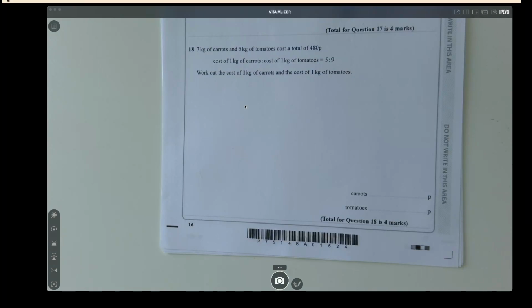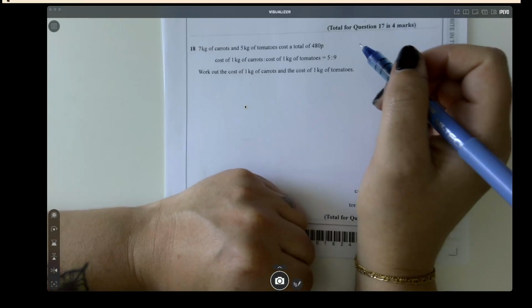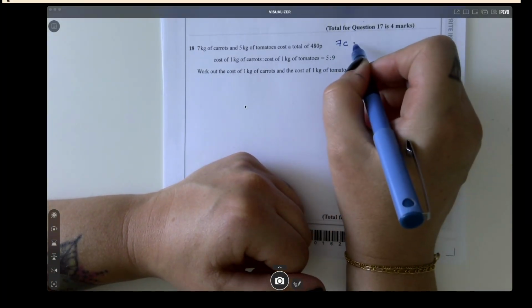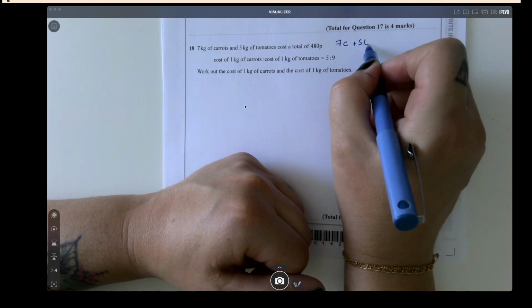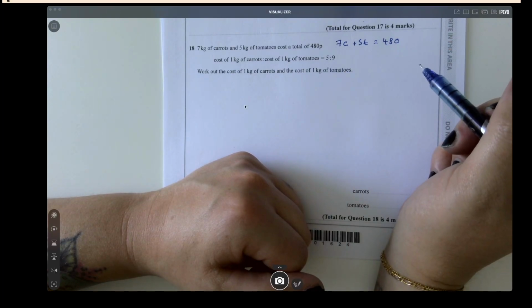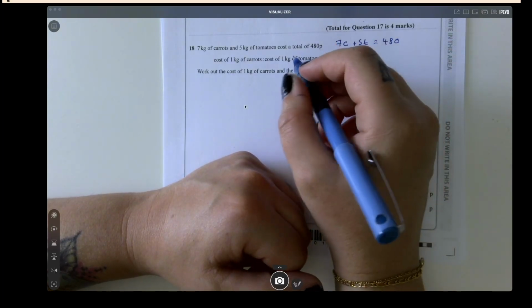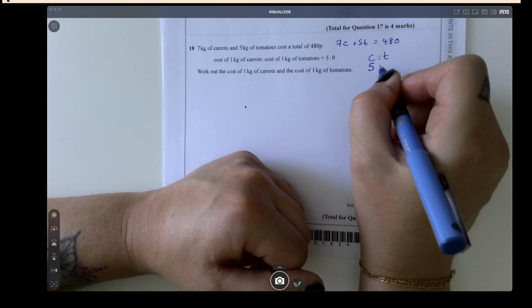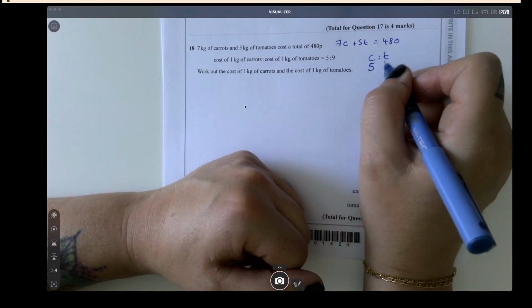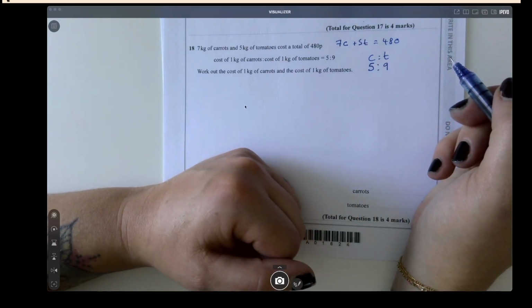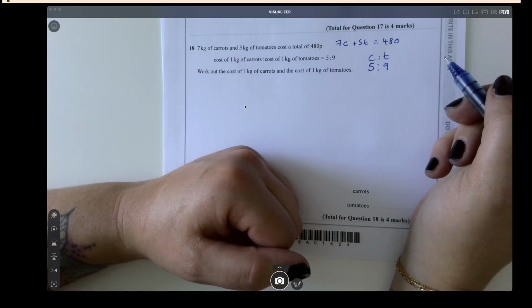Question 18. 7 kilograms of carrots and 5 kilograms of tomatoes cost a total of 480 pence. So 7 lots of carrots plus 5 lots of tomatoes is 480. The cost of 1 kilogram of carrots to the cost of 1 kilogram of tomatoes is in the ratio 5 to 9. Work out the cost of 1 kilogram of carrots and the cost of 1 kilogram of tomatoes.